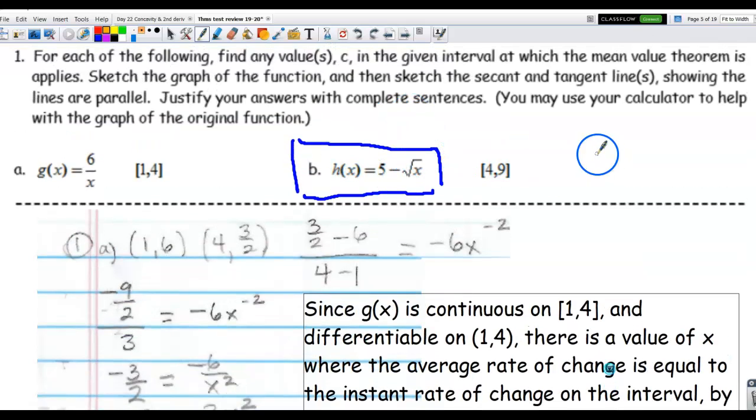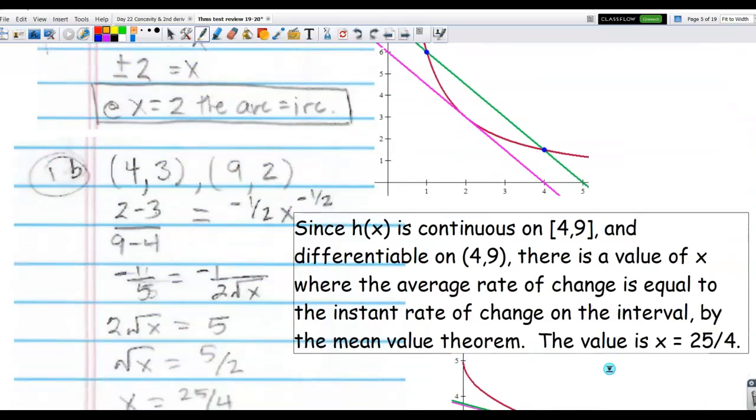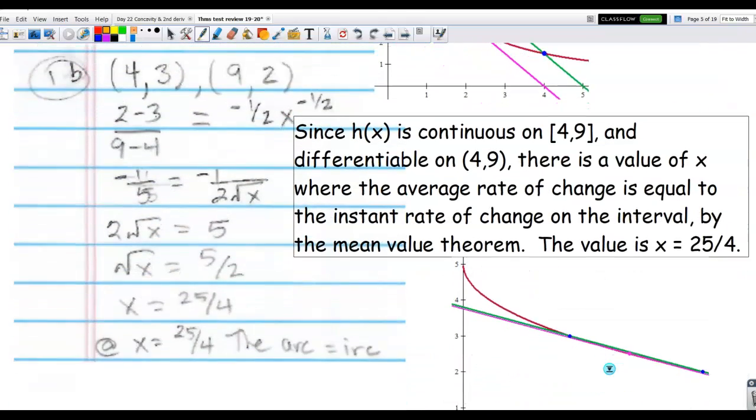I have a square root, and I know I cannot take the square root of a negative number, but from 4 to 9, I don't have any negative numbers there, so that's a good thing. So I can declare square root function. The parent function, remember, looks like this, and that is a continuous function over its domain, and it has a derivative over its domain. So the conditions are met.